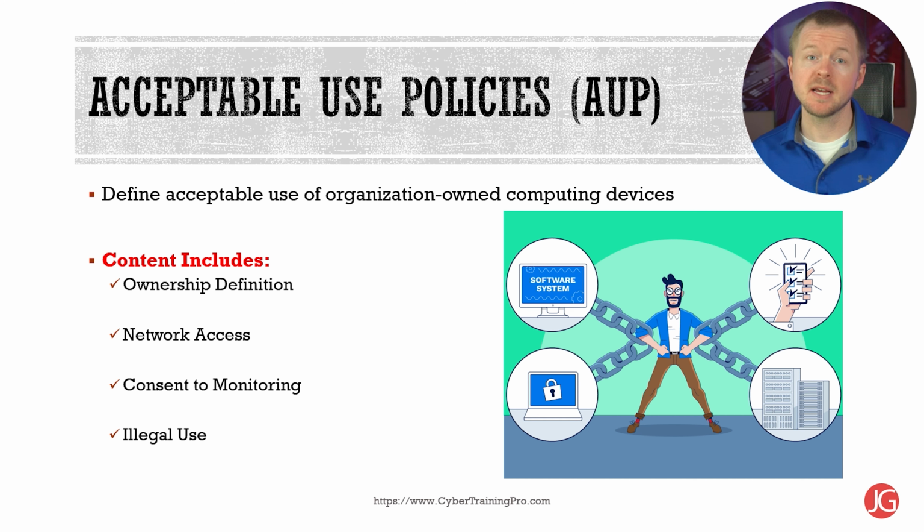Common things that you'll find in an acceptable use policy include ownership definition, where it clearly states the organization owns the equipment and any information stored on the system and network. Network access agreements, saying that you'll only access what you're permitted to access. Consent to monitoring or privacy agreements notify you that your activity is going to be monitored by the organization on their systems and networks, and your activity is not considered private. And illegal use statements, saying that you agree to not break the law with your activity on company systems and networks. This can include hacking or other activities.